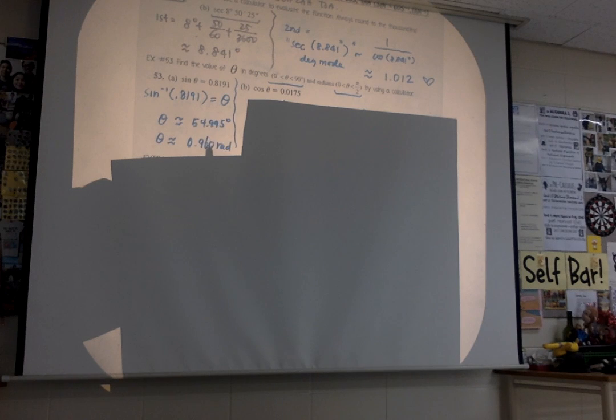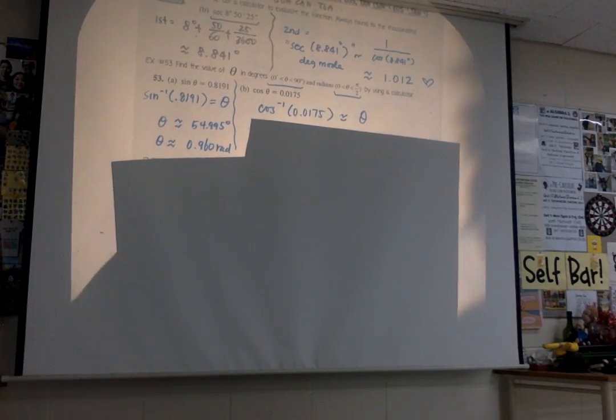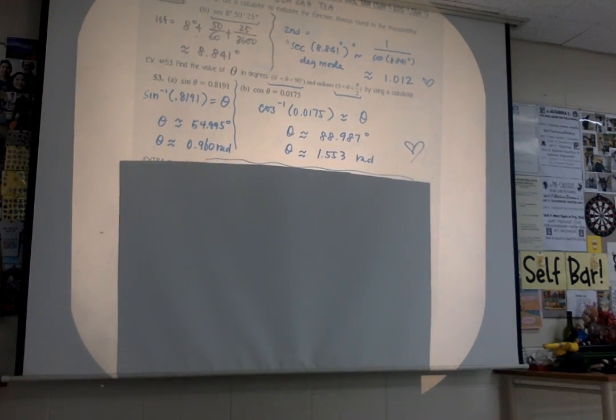Make sure these answers all make sense to you. Like 54.995 degrees, is it about 0.96 radians? I think that sounds really good. How about here? Inverse cosine of 0.0175 equals theta. Set it up the same way. If you're looking for the angle, you always have to find the inverse of the ratio. So you should have gotten something like this. Check that? All right. Next question.